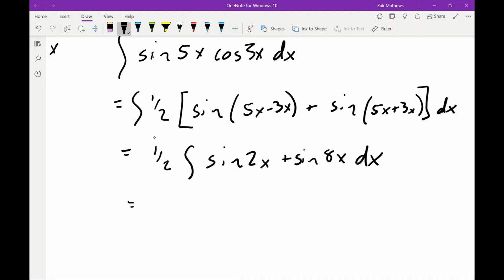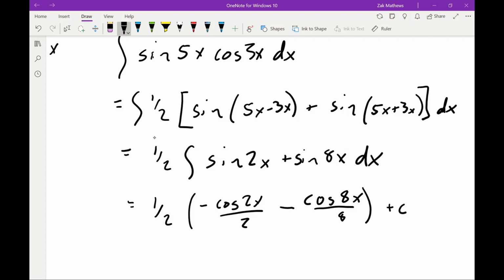And so now we can integrate this very easily. The antiderivative of sine is a negative cosine, and that had to have been divided by 2 because we'd have to apply a chain rule, have to apply that inner derivative. Then we'd have a minus cosine 8x over 8, and then we need our plus c. We can do a little bit of cleanup if we want to. We can distribute that 1/2. So we get negative cosine 2x over 4 minus cosine 8x over 16 plus c. That's all there is to it.